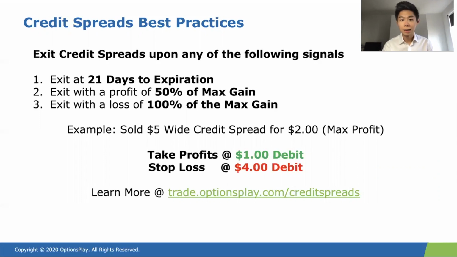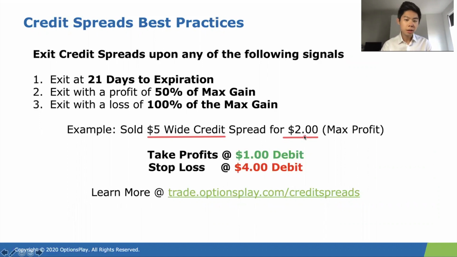So in this example, let's say I sell a $5 wide credit spread, and let's say I collect $2 for that credit spread. So a $5 wide credit spread that I'm collecting $2 on means my max profit is $2 and my max risk on this is $3. What I want to do is set a stop loss, a take profit, and an exit if I get to 21 days to expiration without triggering either the stop loss or the take profit.